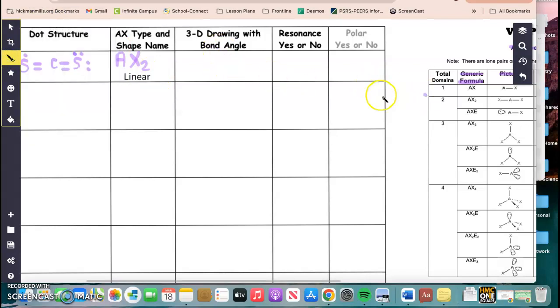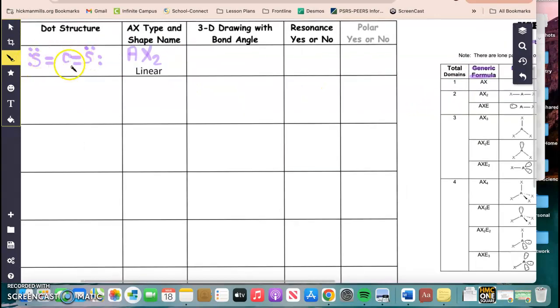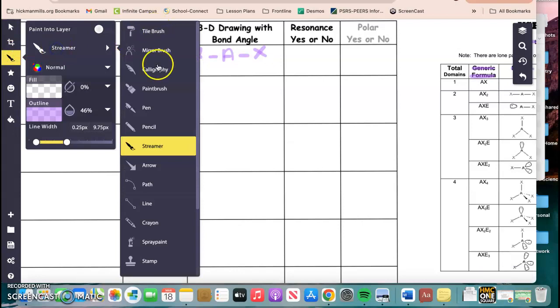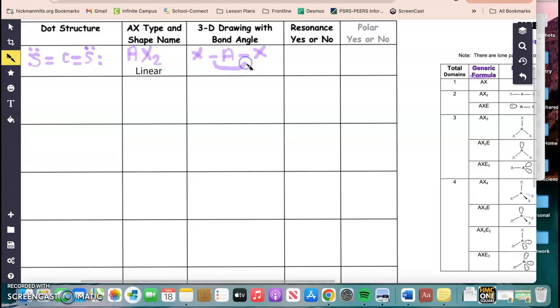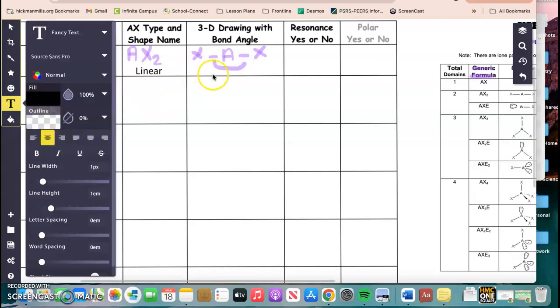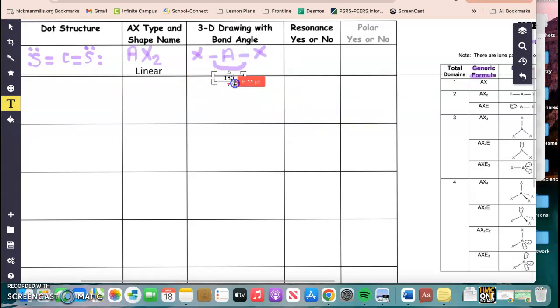Okay, and then we're just going to redraw the picture here, but instead of with our carbon and sulfur, we're going to use the AX type. So we'll have A in the center, bonded to an X, bonded to another X, and then we're going to draw the angle here. That angle is going to be equal to 180 degrees. I'm just going to add that right over here.